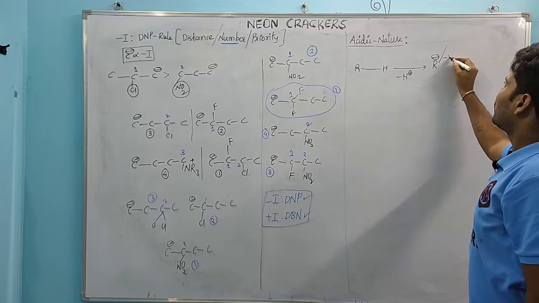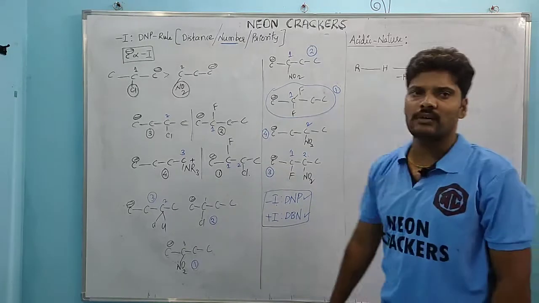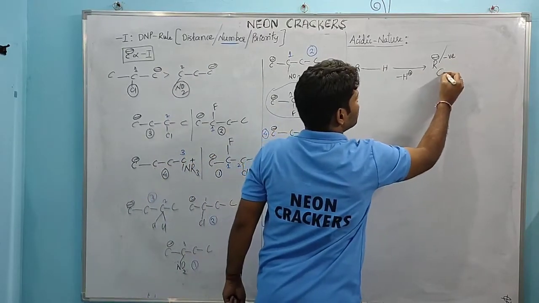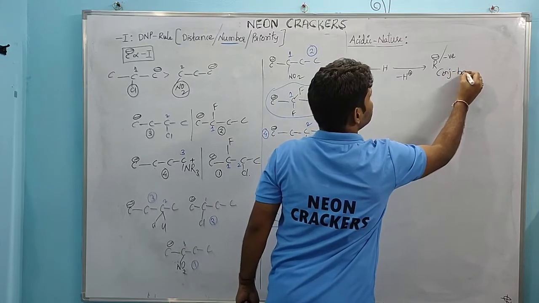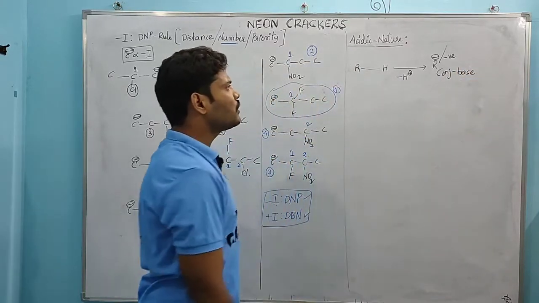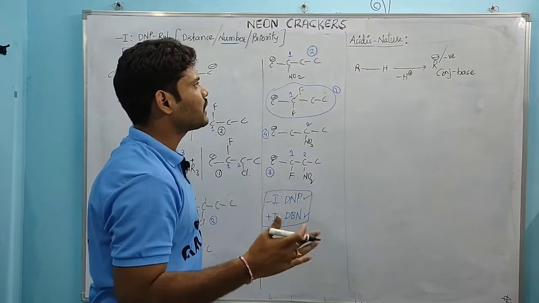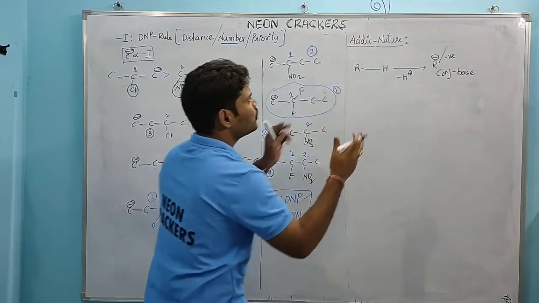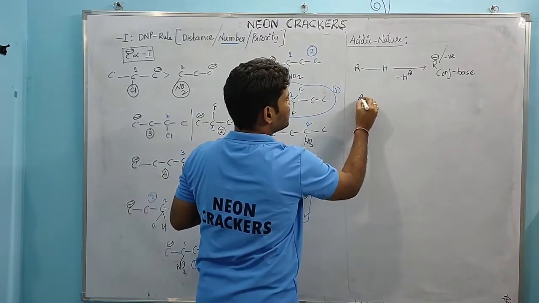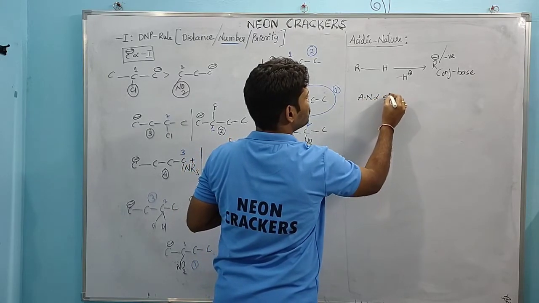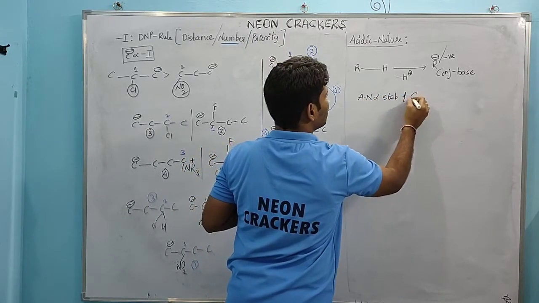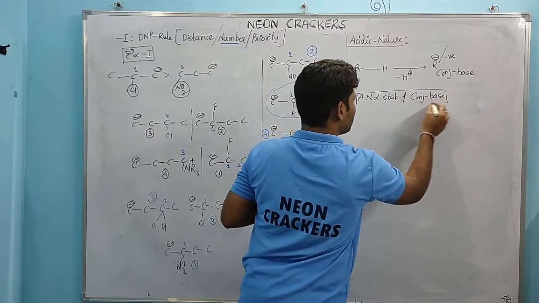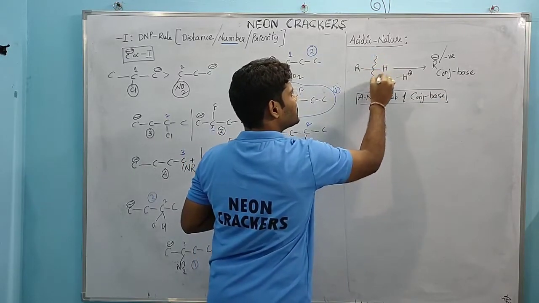After liberating H plus, the expected charge is negative, whether on carbon, oxygen or nitrogen, whatever the bond. This negative charge is called the conjugate base. The conjugate base is actually a charged intermediate. Acidic nature is directly proportional to the stability of the conjugate base. If the conjugate base is stabilized, it can liberate H plus ion easily.